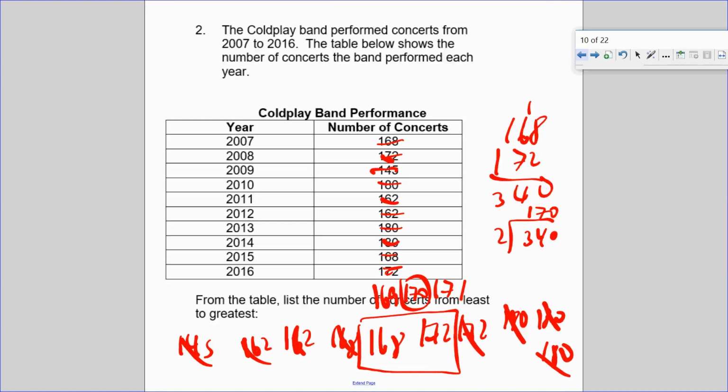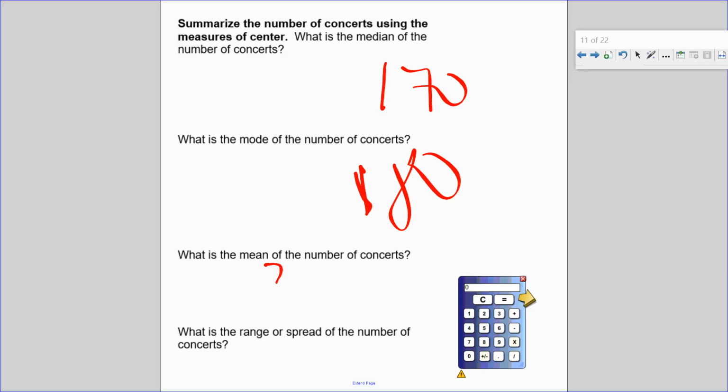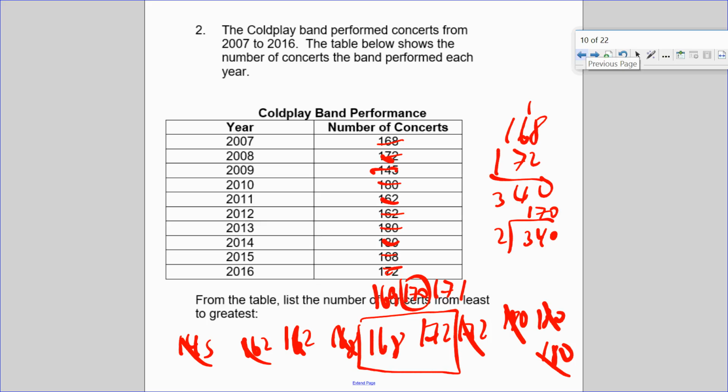Mean. I mean, definitely, please use the calculators. 145 plus 162 plus 162 plus 168 plus 168 plus 172 plus 172 plus 180 plus 180 plus 180. It is 28,689. You are dividing it by how many years? 1, 2, 3, 4, 5, 6, 7, 8, 9, 10.